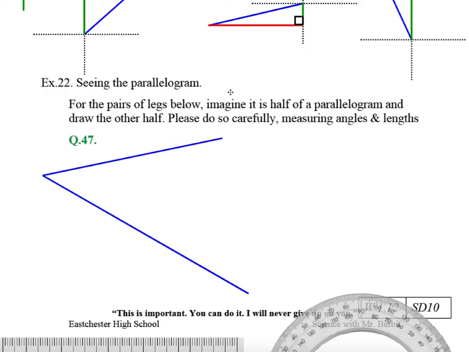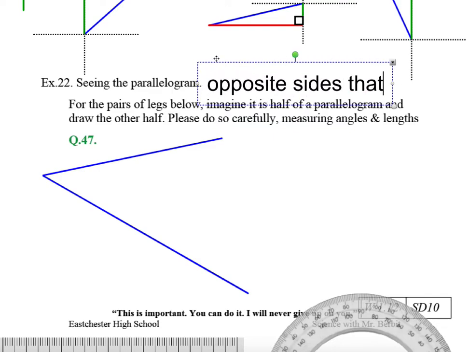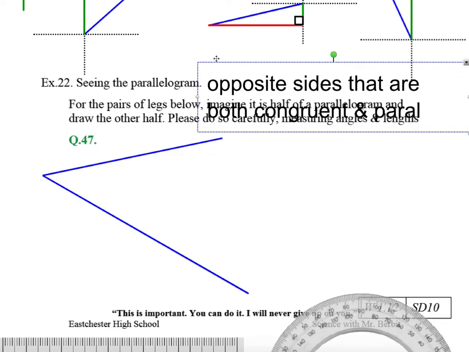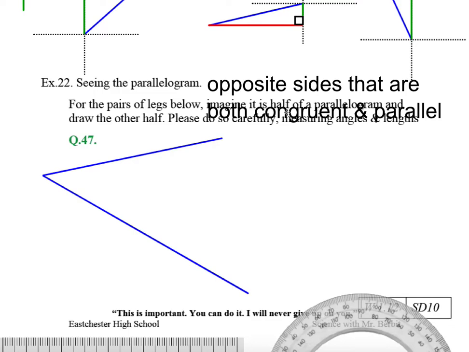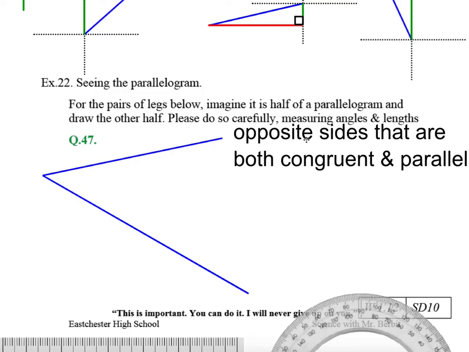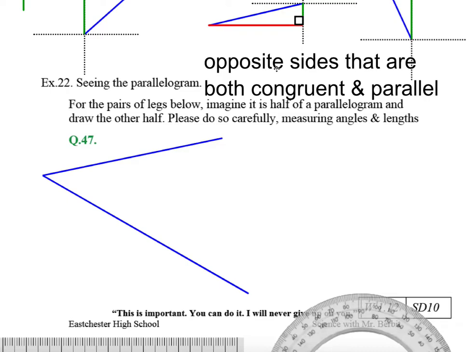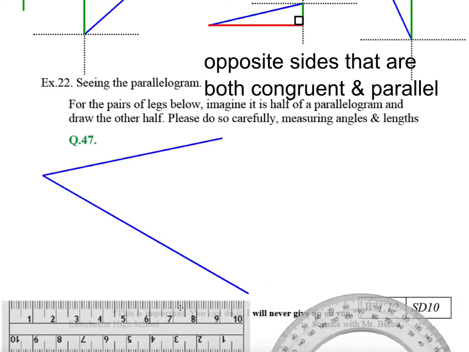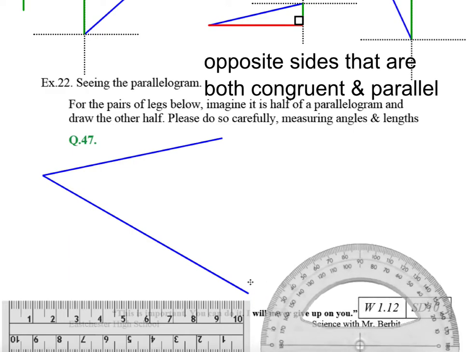A parallelogram has opposite sides that are both congruent and parallel. So we'll put that over here. Now we'll move it up over here. Opposite sides that are both congruent and parallel. Well, why does that matter? Well, congruent is length. Your ruler then will tell you about the length. Parallel, of course, is angle. Your protractor will tell you about the angle.